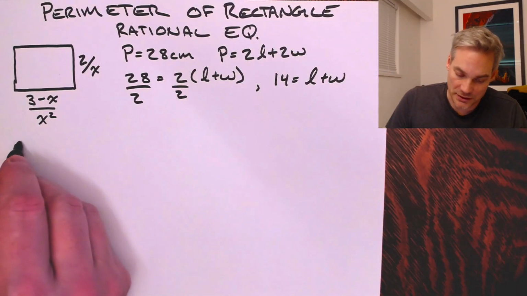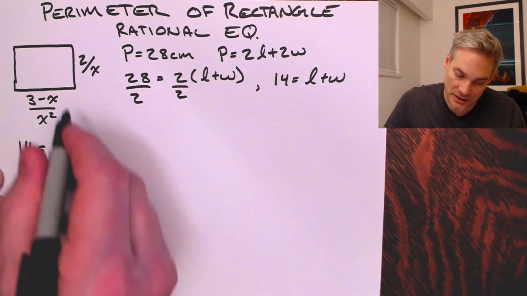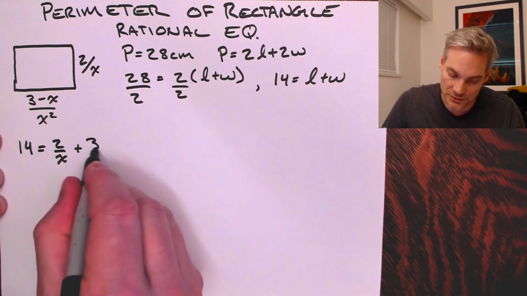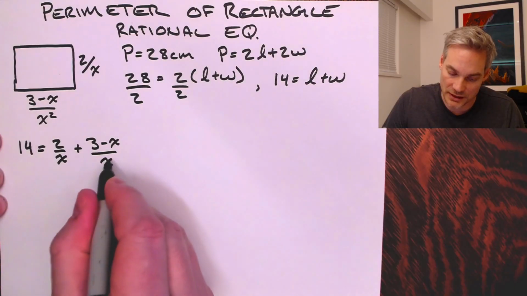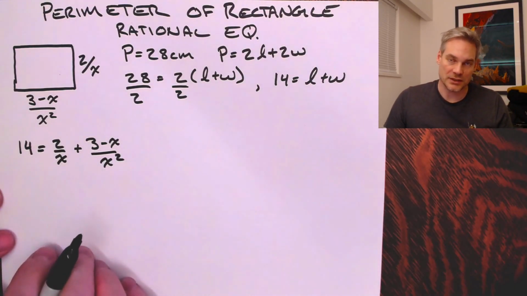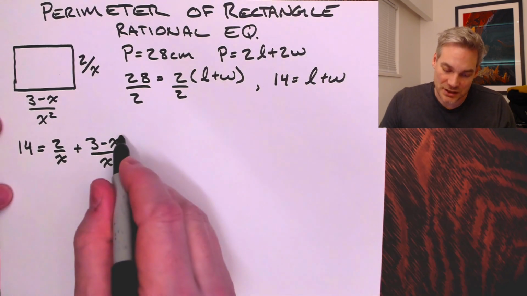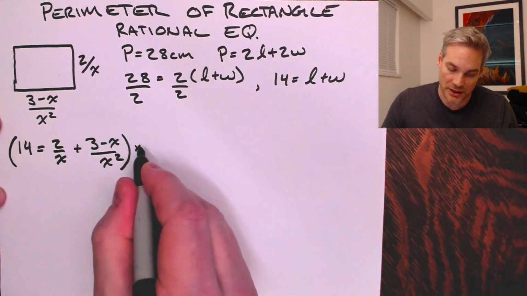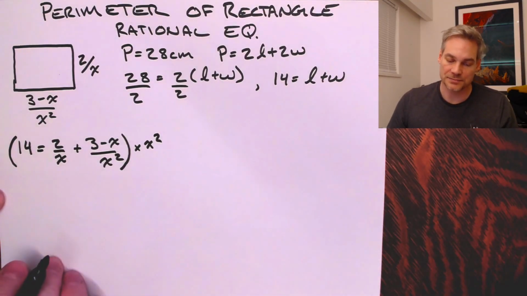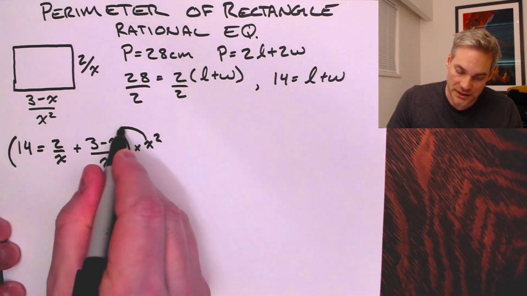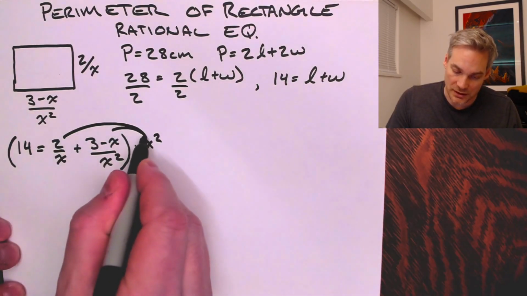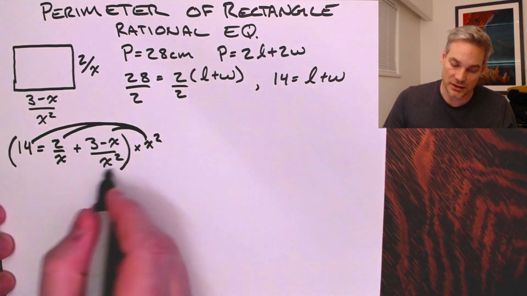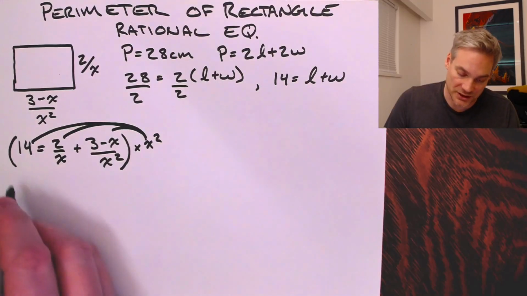So let's actually start right here. 14 equals, and now let's put 2 over x plus 3 minus x over x squared. Now here what I'm going to do, I can actually just take the entire equation and multiply it by x squared. And when I do that, I distribute the x squared onto each term, and then I can eliminate what's in the denominator, and we'll see how that works.